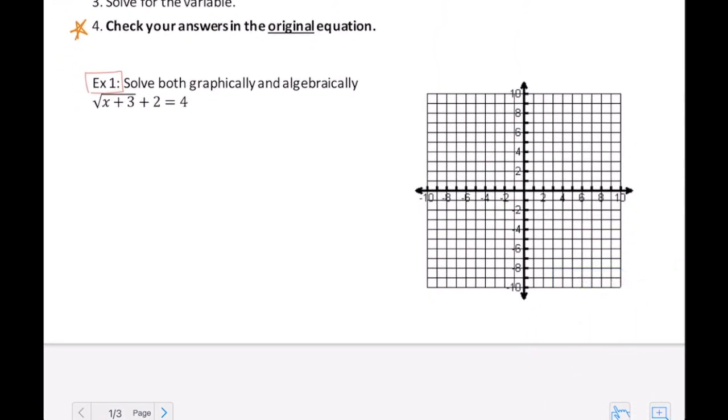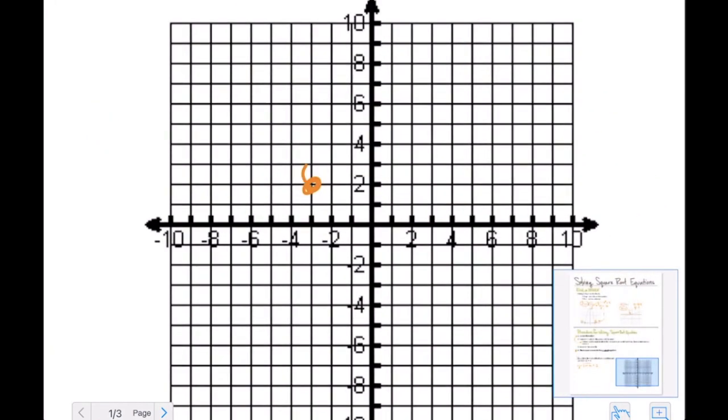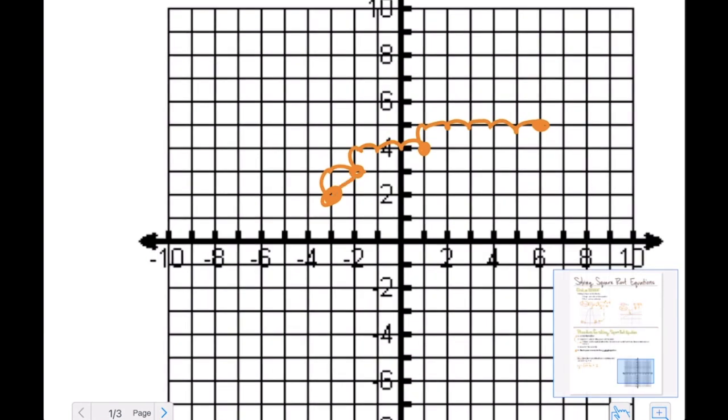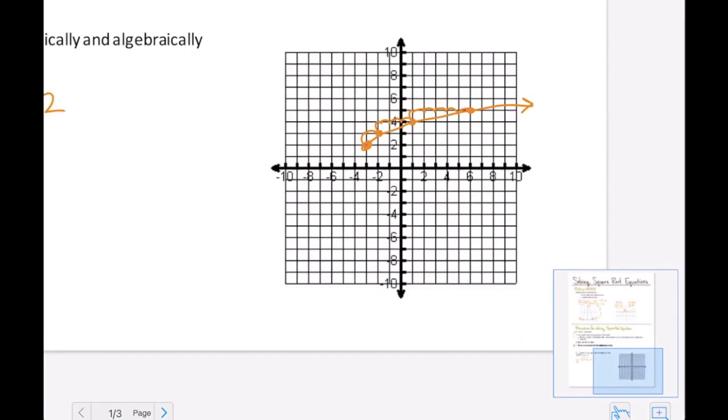Okay, so we're going to solve both of these graphically and algebraically. So the first thing is, let's go ahead and set each side of the equation equal to y so we can graph the function. I want you to notice that we've got a square root function that's been moved left 3 and up 2. So I'm going to start right here. And then we don't have any sort of stretch or compression, so I'm going to go up 1 over 1, up 1 over 3, up 1 over 5. And I can connect my dots, and I've got the square root function graphed.